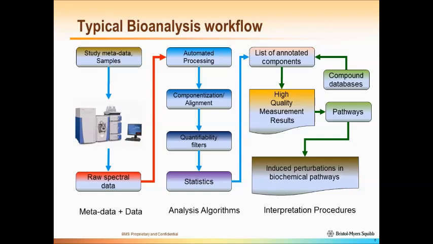So, a typical bioanalytical workflow, and I'll get to a specific workflow. What we have at the start is some study metadata, where samples are prepared and introduced into some sort of instrumentation, and raw spectra are collected. So in one bin, you have metadata and your collected data. Next step, you apply some automatic pre-processing, maybe some sort of alignment because you want to compare across your samples, and then maybe apply some sort of quality criteria to what you have collected, and then filter and do statistics. So that would go into analysis and algorithms.